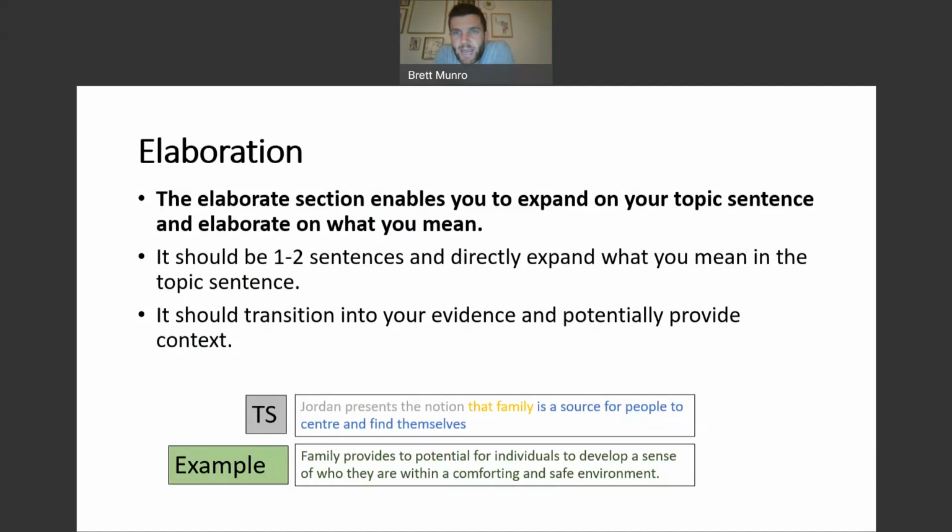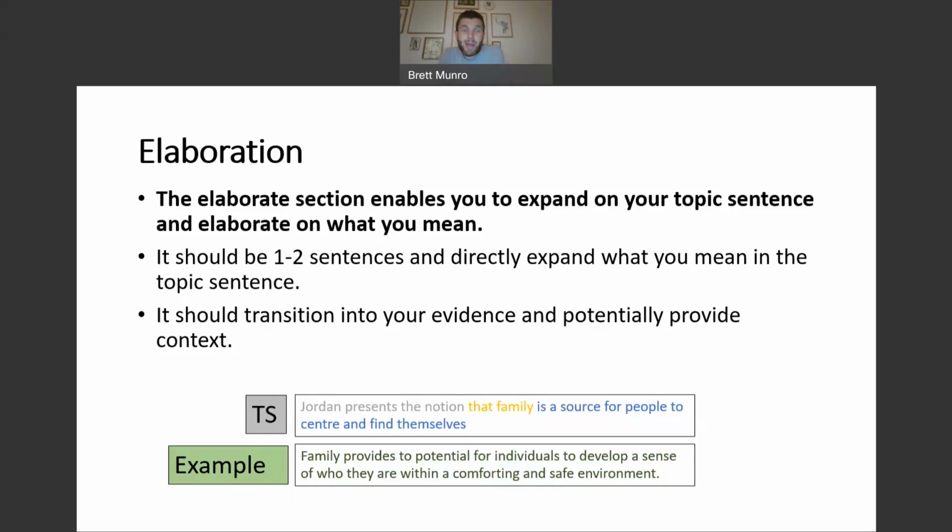The elaborate section enables you to expand on your topic sentence, elaborate what you mean. It should be 1 to 2 sentences and directly expand what you mean in the topic sentence, and it should transition into your evidence and potentially provide some context. That transition exists in that context. You're actually providing the background behind how your idea connects into your evidence.